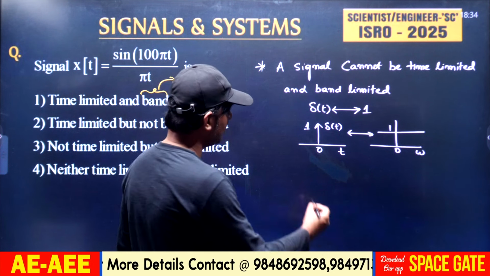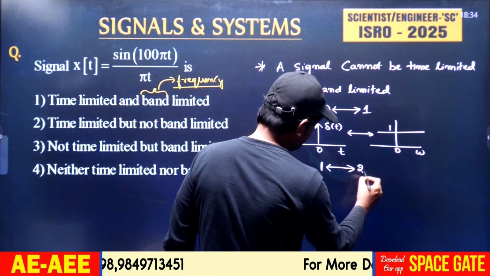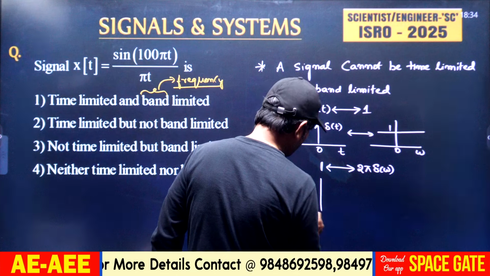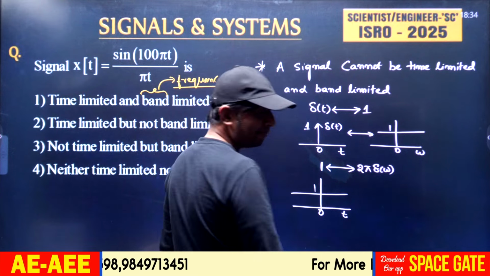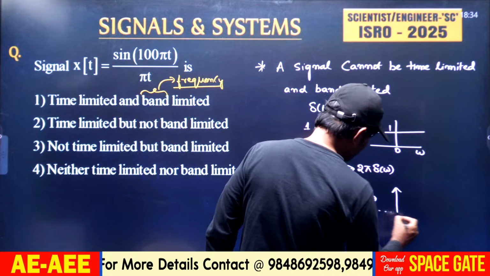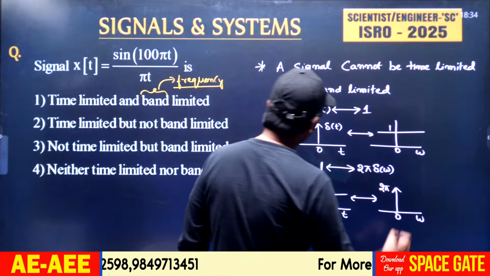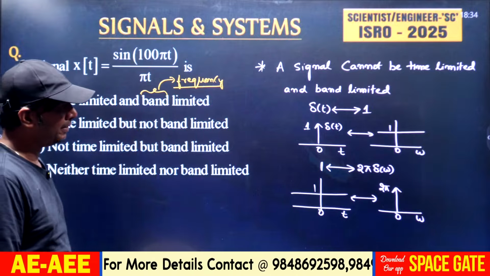Yes or no? Suppose I take the signal 1, what is the Fourier transform? 2 pi into del of omega. Now if I try to draw this signal, it is unlimited in time but limited in band. So this statement holds: a signal cannot be time limited and band limited.